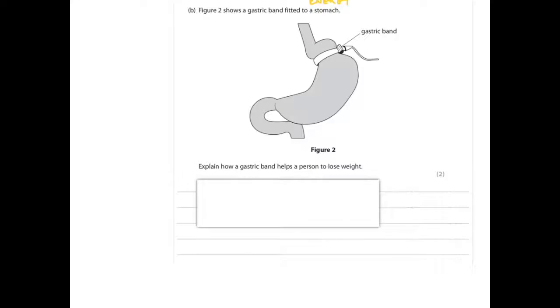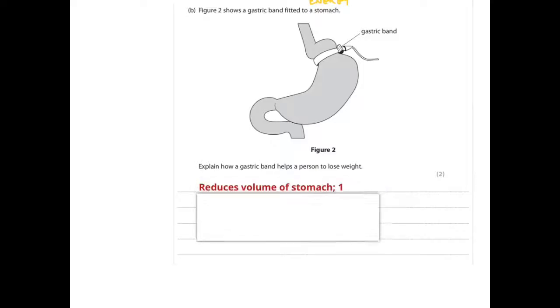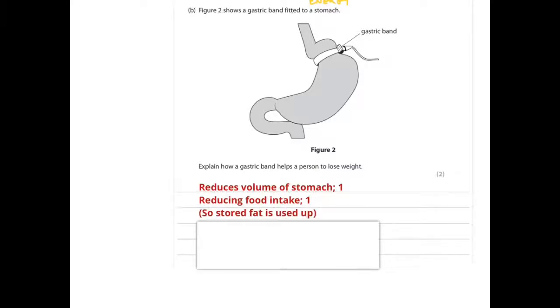It reduces the volume. And what does that mean? Well, it means that you will consume less food, and therefore you will have to use fat as an energy resource because you won't have enough food to help you carry out your daily active processes. So it reduces volume of the stomach, 1 mark, that's what it does. And why does it help? Because it reduces food intake. That will do, or you can go a bit more sophisticated: stored fat is used up.